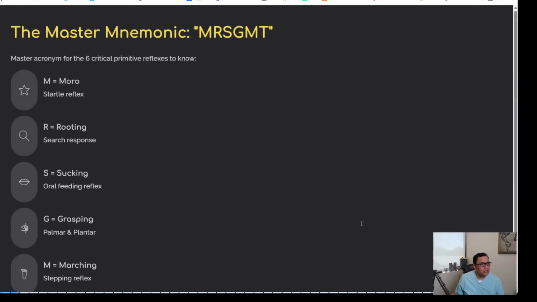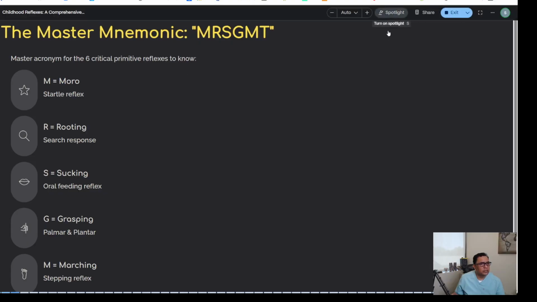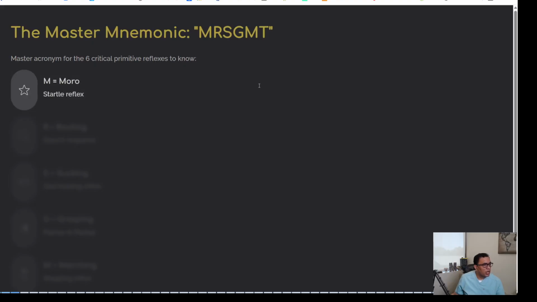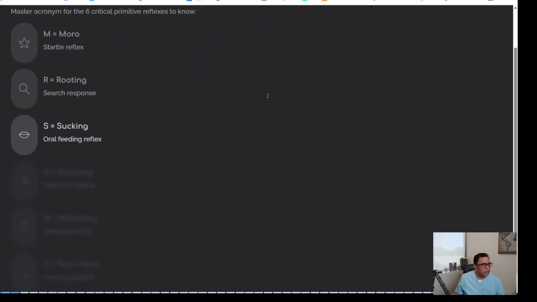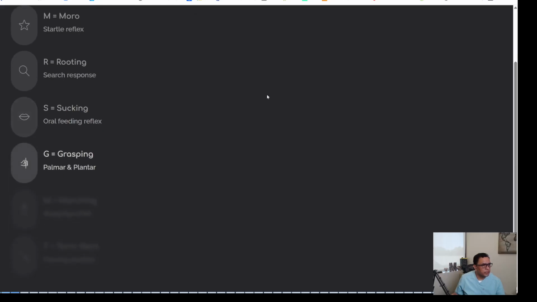Okay. Now let's think about a mnemonic, MRS GMT. This will give you the 6 critical primitive reflexes. M is for Moro reflex, the startle reflex, and R is for rooting reflex. S is for sucking or oral feeding reflex. G is for grasping, which is palmar and plantar. M is for marching, which is the stepping reflex, and T is for tonic neck, the fencing position.